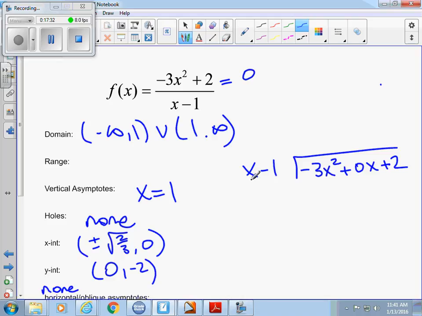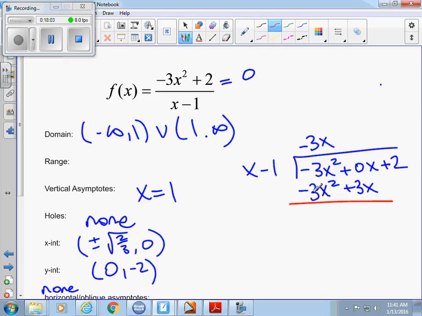You ask yourself, x times what gives you x squared? Negative 3x. Do we agree? So really all I'm asking is x times what gives me this first term. Then I'm going to multiply the negative 3x down. So I get negative 3x squared plus 3x. I'm going to subtract both pieces.